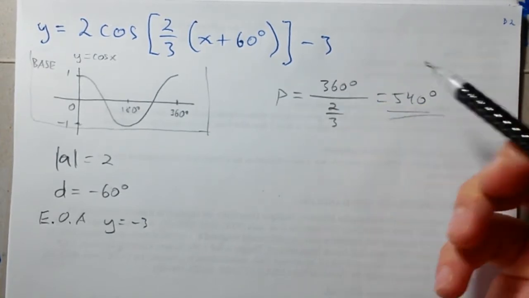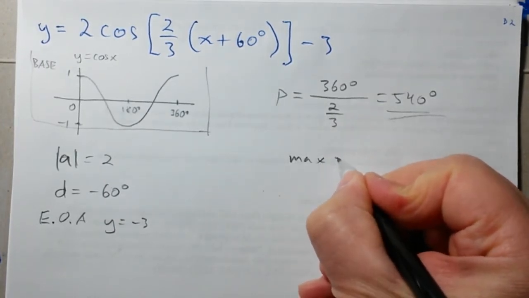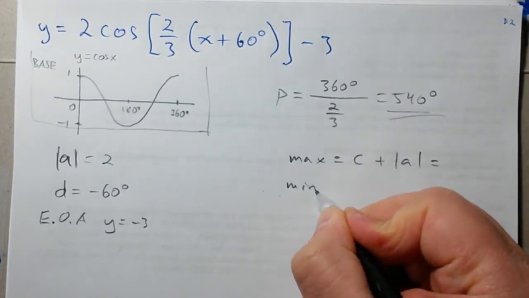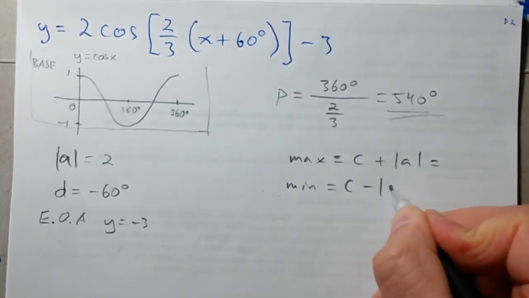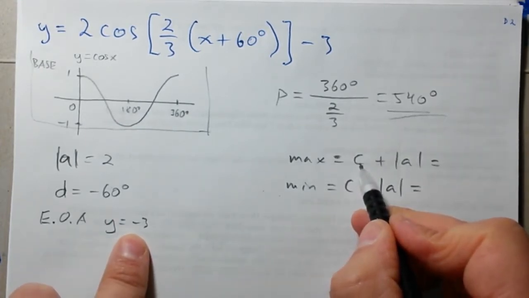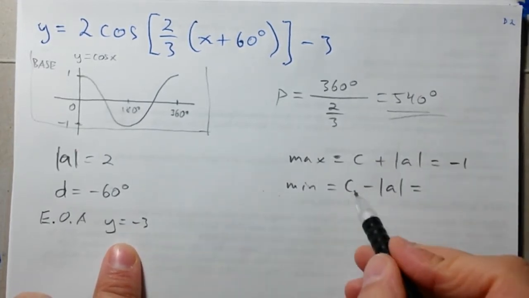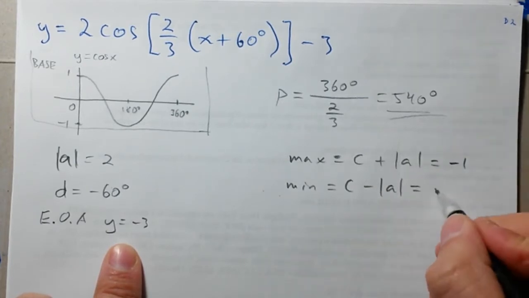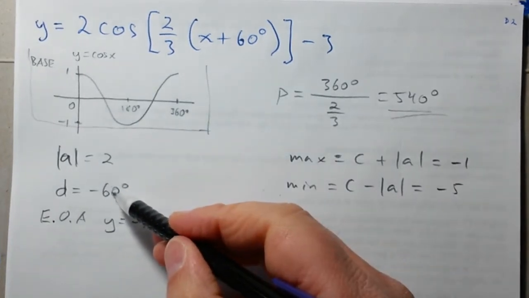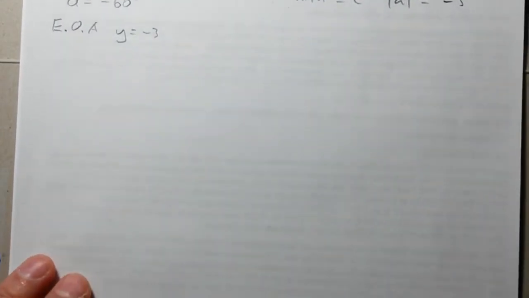That's our period. And what would be our max and our minimum point? The max equals C plus A, and our minimum point would be C minus A. So in other words, the max is negative 3 plus 2, which gives us negative 1, and the minimum is negative 3 minus 2, which gives us negative 5. So we've got everything, and we start by plotting this line over here, the negative 60.